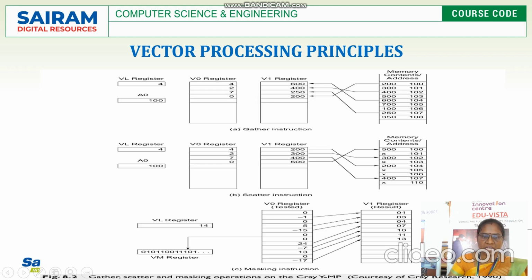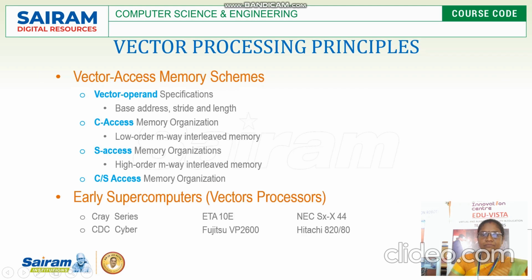And what happens in the masking? In masking, the VM register is termed as the binary register. So here the binary register is tested in the V0 register. This V0 register is the tested register. Then each bit is represented in the V1 register as a result.